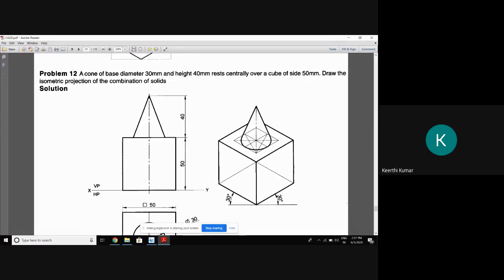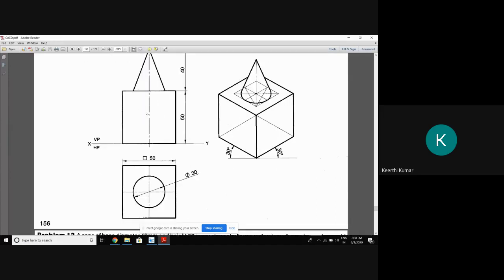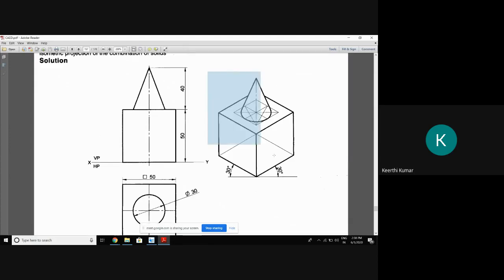Read the question. A cone of base diameter 30 mm, height 40 mm, rests centrally over a cube of side 50 mm. That means there is a cube, and that cone is placed above the cube of 50 mm. Draw the isometric projection of the combination. For question number 12, if it were orthographic projection, I would be supposed to show the front view and top view. But if it's isometric, no need for the front and top view. Just I can show this view, and that is enough. I can easily understand there is a cube, and above that, there is a cone.